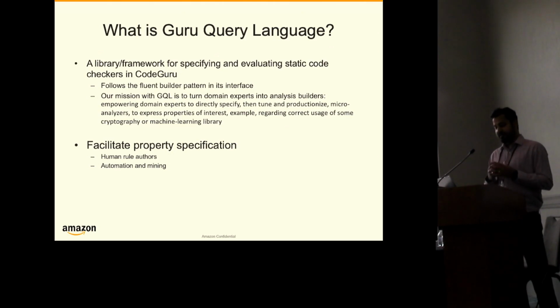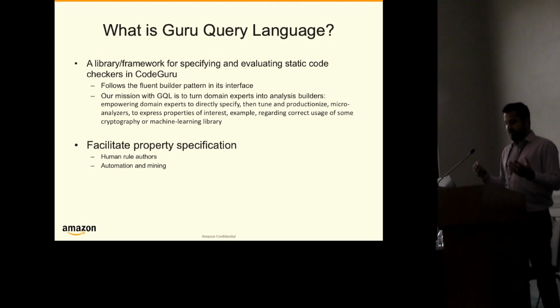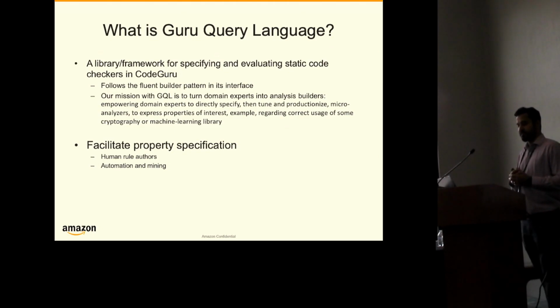What this facilitates is property specification. Either a human rule writer who is a Java expert can write rules like this, or we also have an automatic synthesis pipeline which extracts and parses a MU graph and synthesizes a GQL rule out of it.